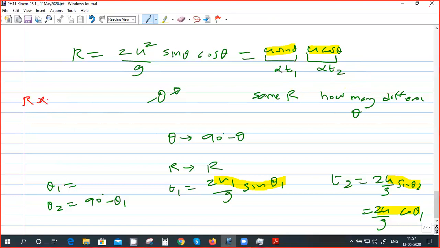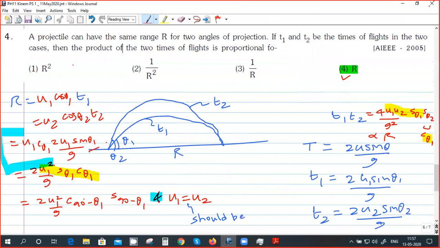So from this you get the range r as proportional to t1 t2. Other things are constant: g is constant, 2 is constant. Only the variables are u sin theta and u cos theta. u sin theta is proportional to the time of flight t1 and u cos theta is proportional to the time of flight t2. So t1 t2 is proportional to r. So the answer is 4.